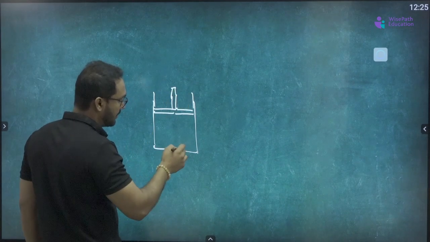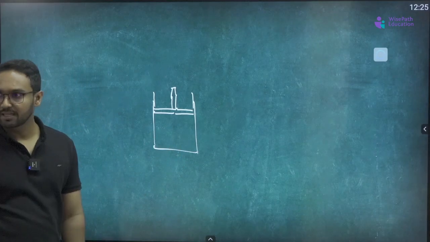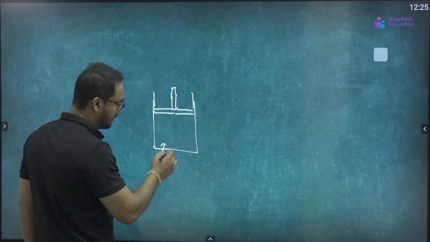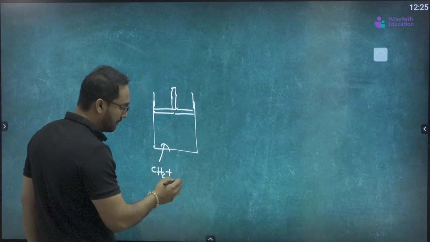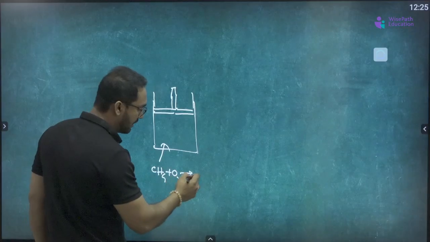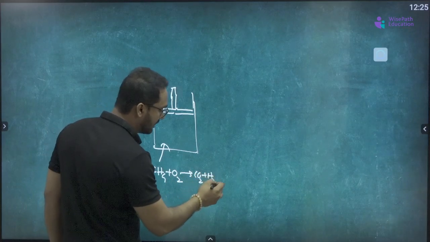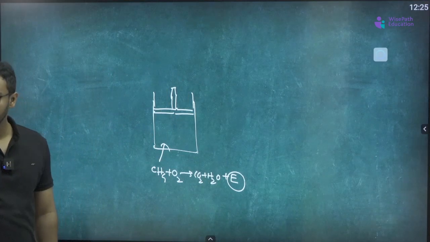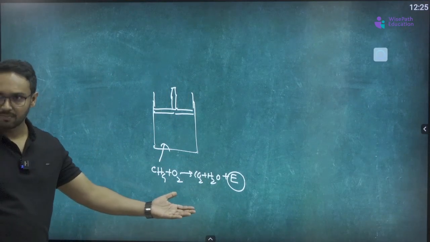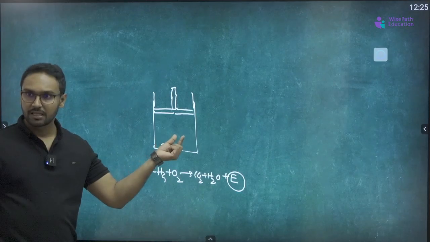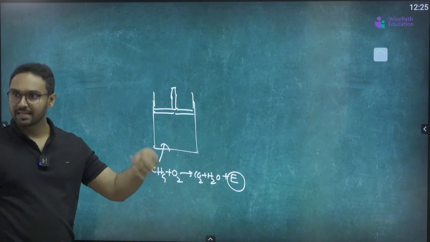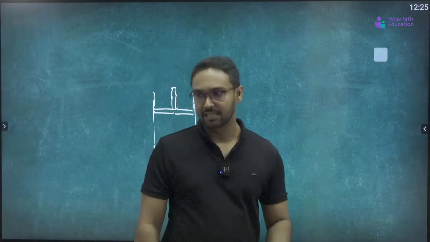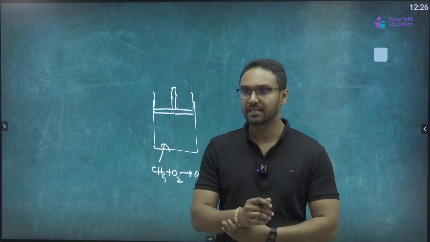Now this is a chamber and there's some sort of petrol or something in it, let's say. And the petrol is combusting inside, or let's say methane. Methane is combusting inside and produces carbon dioxide plus water, and the energy is released. The energy is released when the combustion occurs. So inside the piston, the combustion occurred and the energy was released. One way the energy is released is as heat.